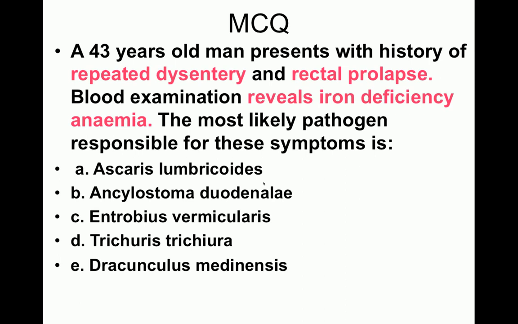Again, the type of MCQ which you will find in your exam. The history is of an old man with repeated dysentery and rectal prolapse. Blood examination reveals iron deficiency anemia. So which is the most likely pathogen?